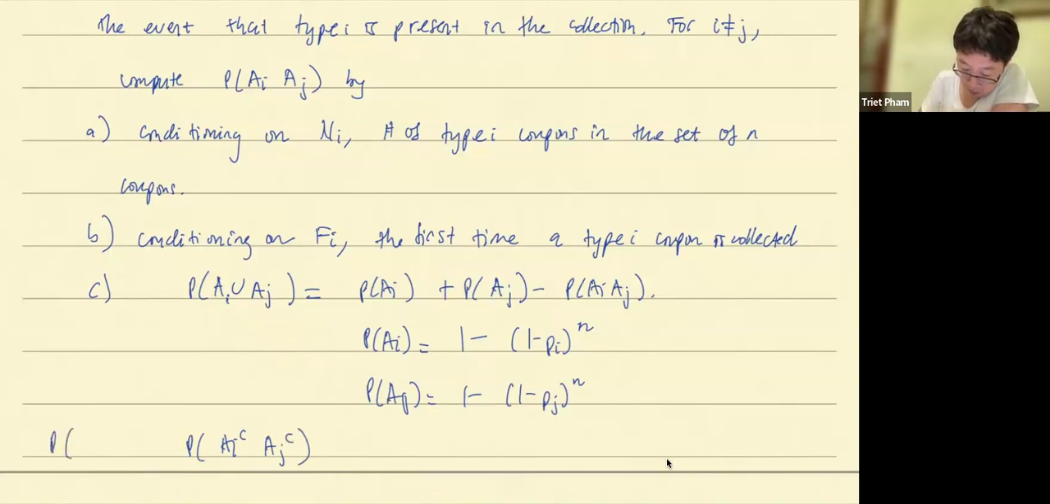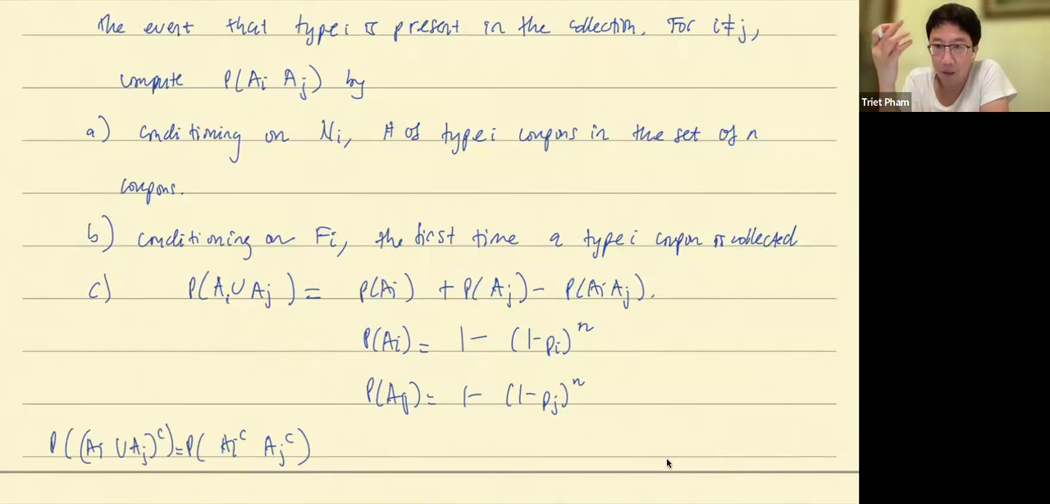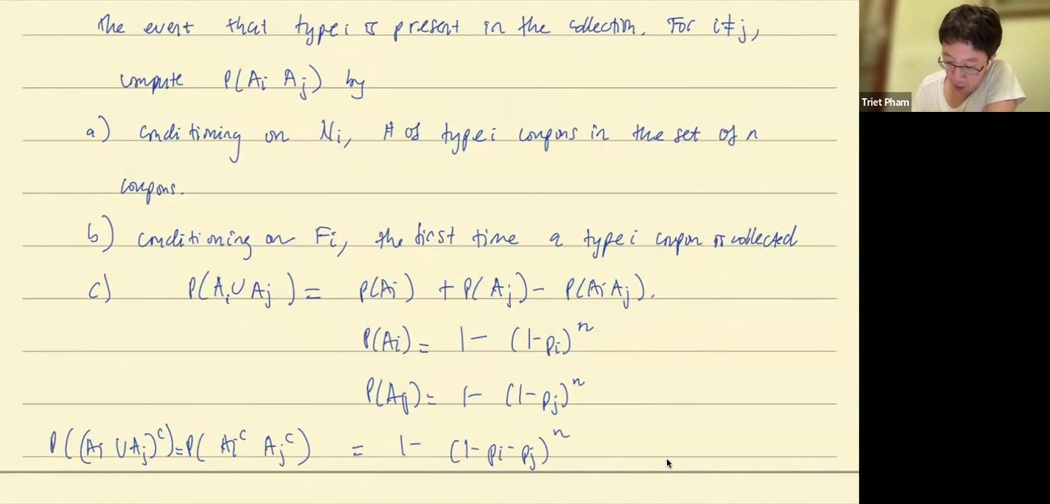Because that's by De Morgan's law. That's the only reason why it's easy. Because not type I and not type J being present in the collection is easy, because that means none of the coupons can be of type I or type J. So therefore, this is 1 minus that.